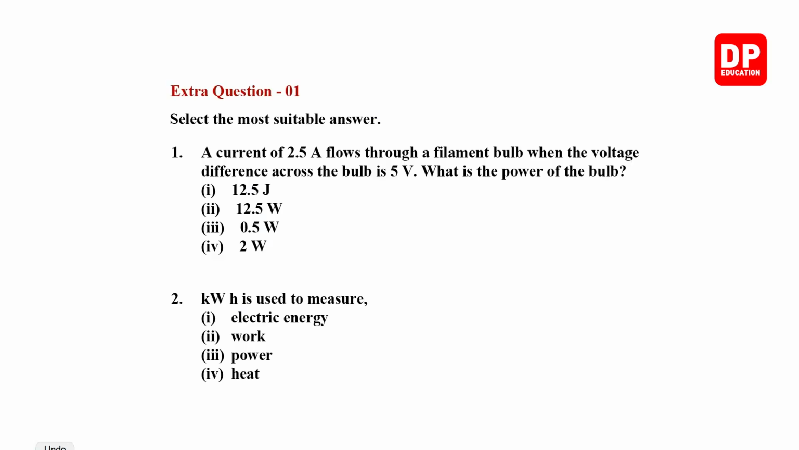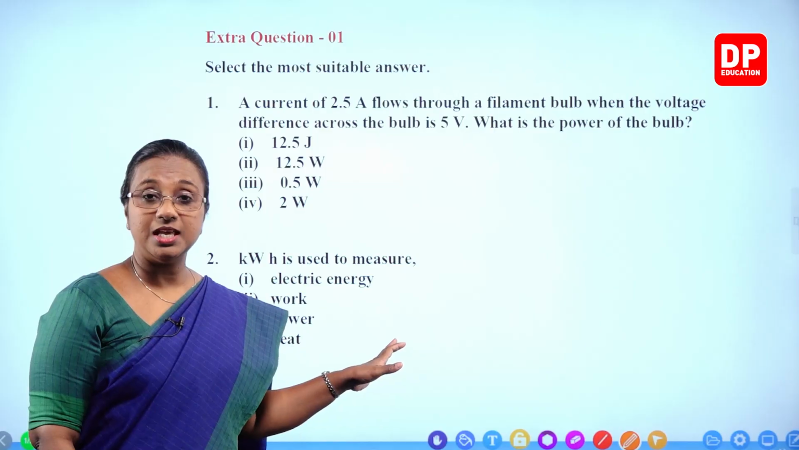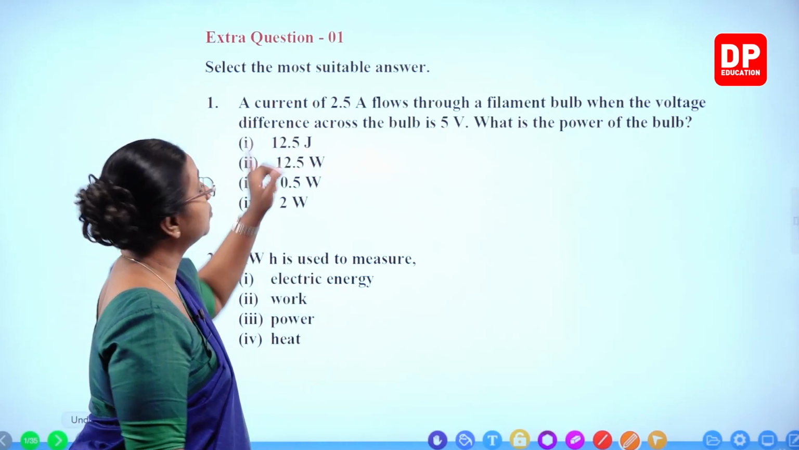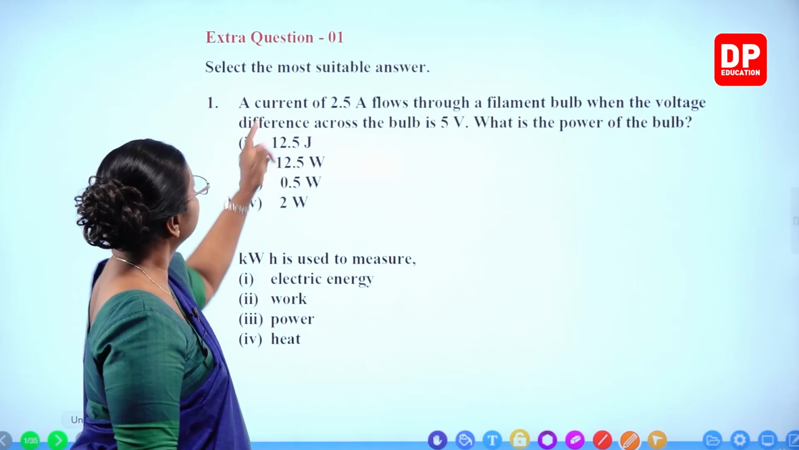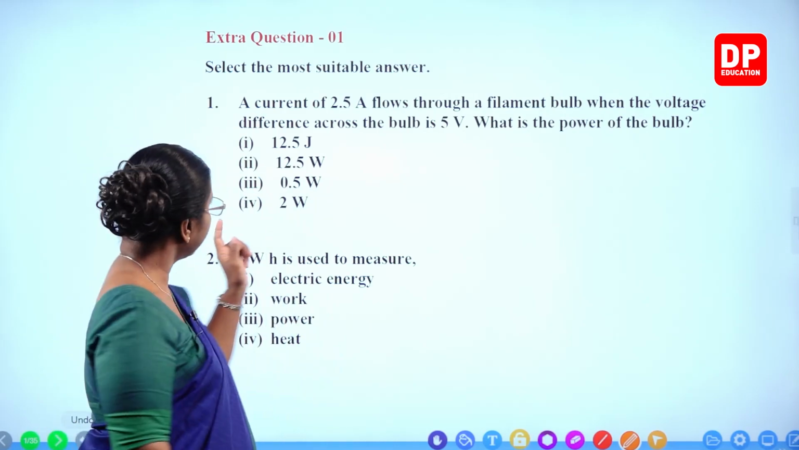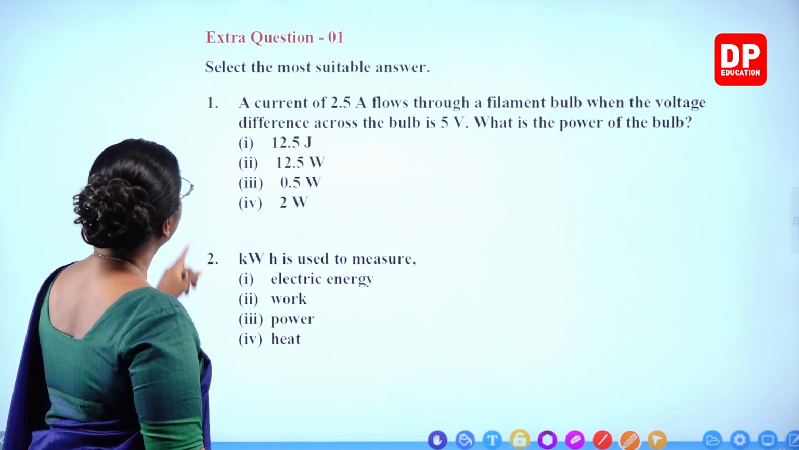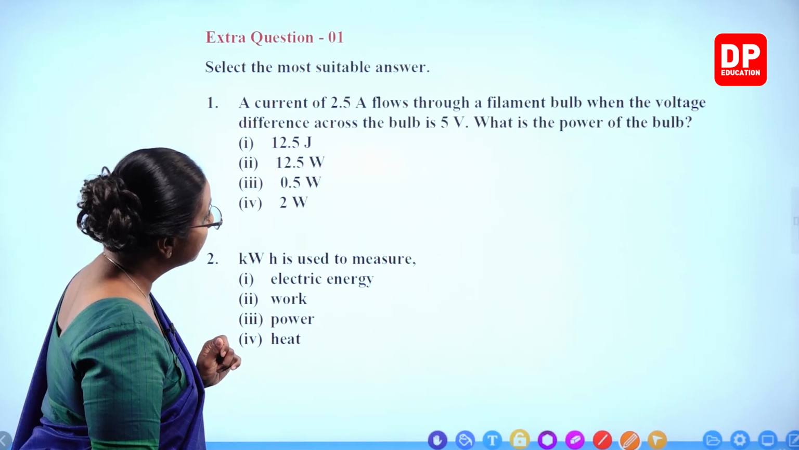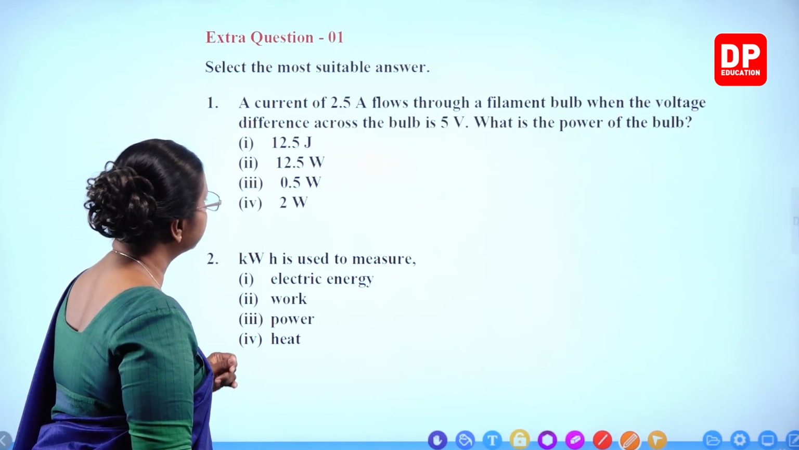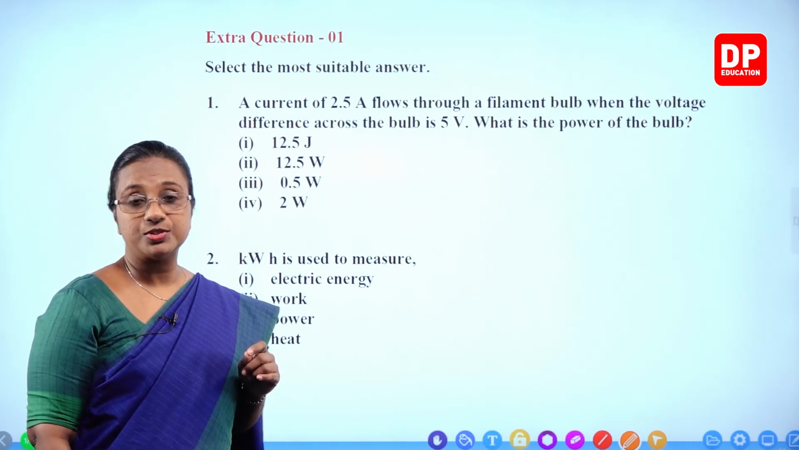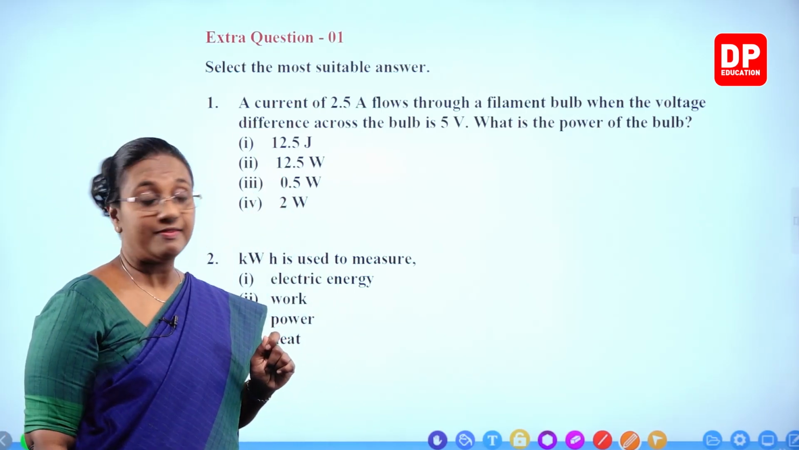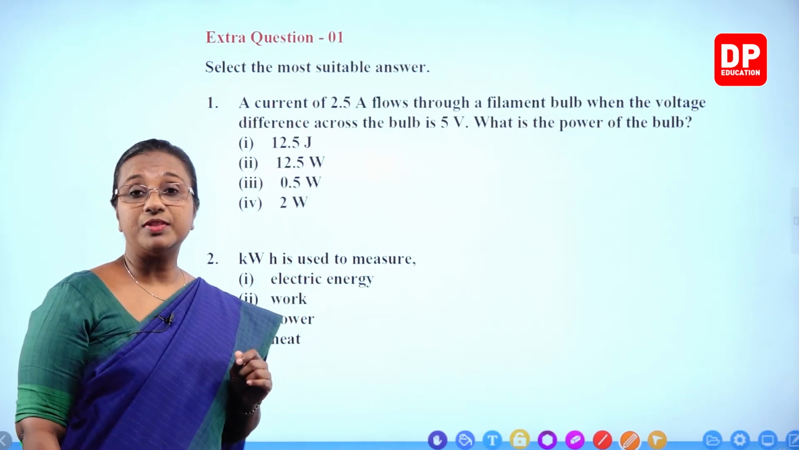Here, extra question 1. Now that you are familiar with these types of questions, the MCQ or multiple choice questions, where you have to select the most suitable answer. The first one: a current of 2.5 amperes flows through a filament bulb when the voltage difference across the bulb is 5 volts. You are given the voltage, 5 volts, and the current, 2.5 amperes. What is the power of the bulb?